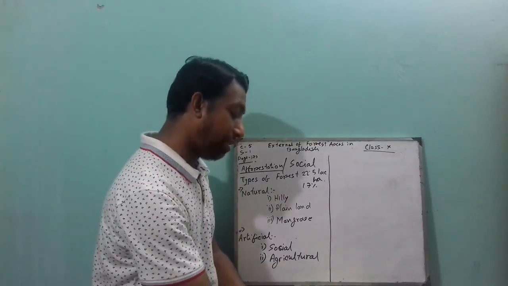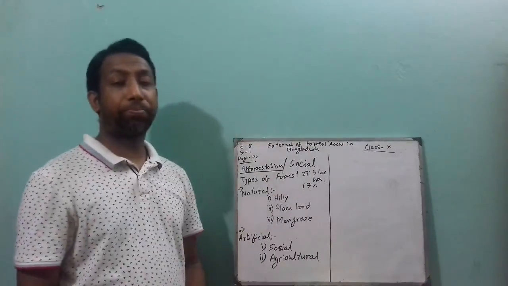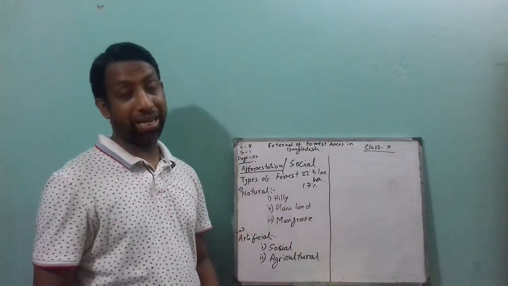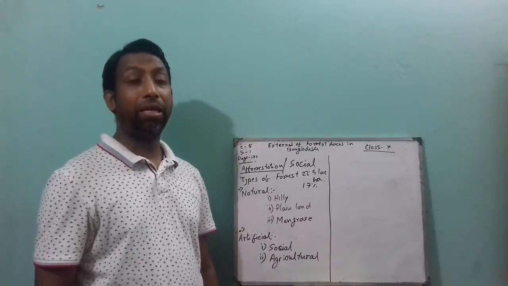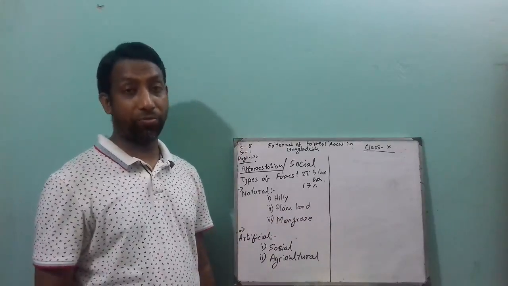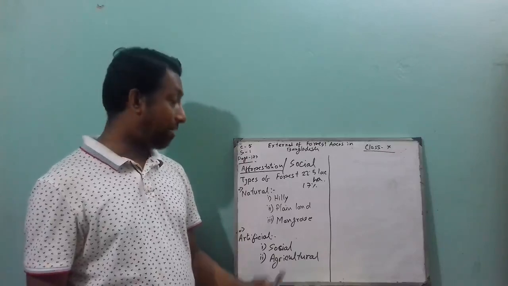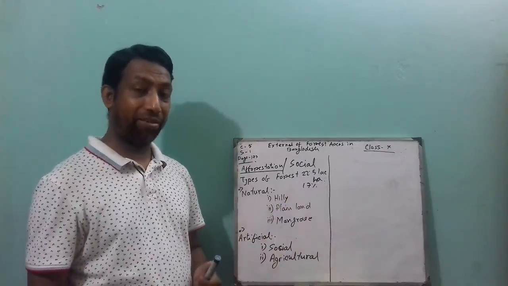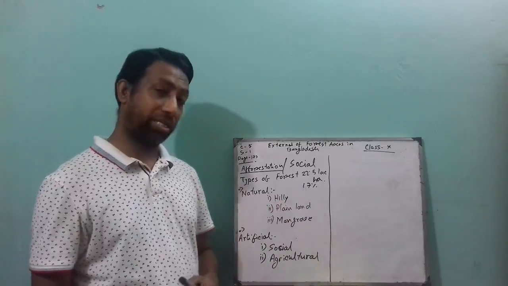In our country, about 17% is forest land, but a country should have 25% forest land. In our country 22.5 lakh hectares of forest land are available, which is 17%.